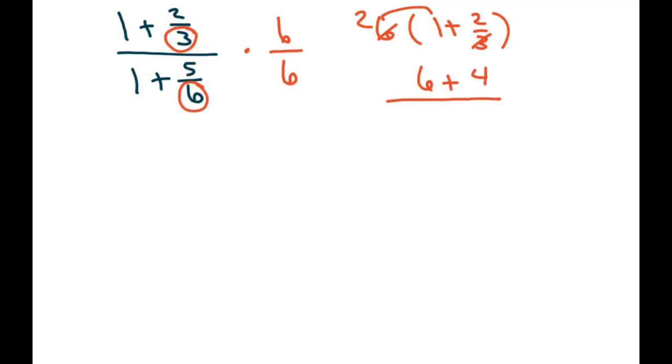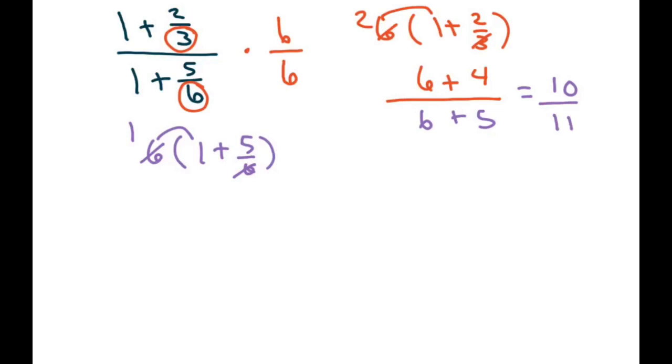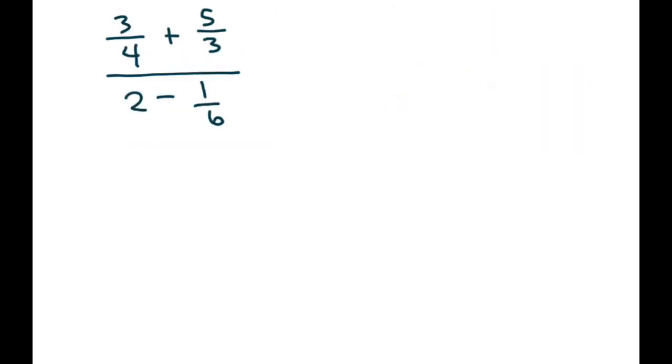Now for this one, we have 6 times 1 plus 5/6, so 6 times 1 is 6, and then 6 goes into 6 one time, and 1 times 5 is 5. So what you're going to get is 10/11. Do you see how that was much easier than trying to get the common denominator and then do the keep, change, and flip method? All right. The next one's even going to show you more.